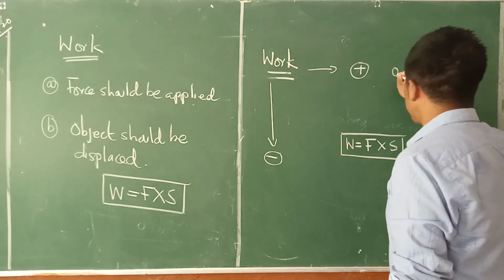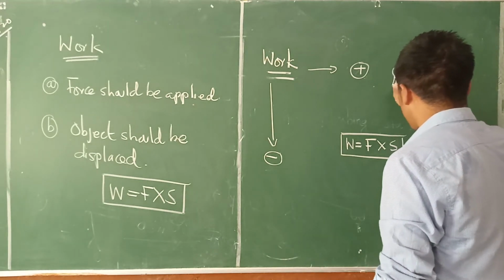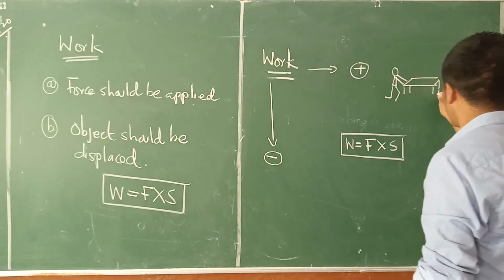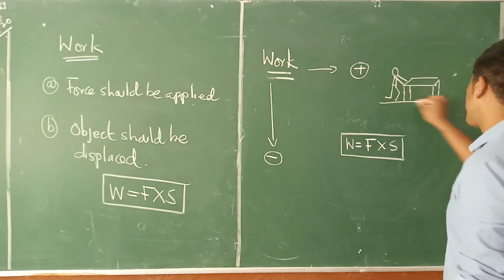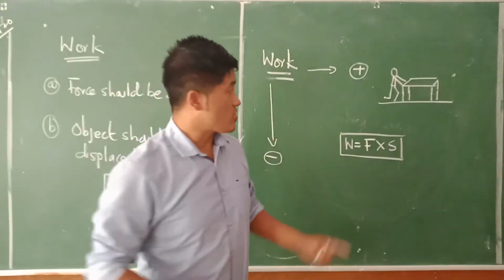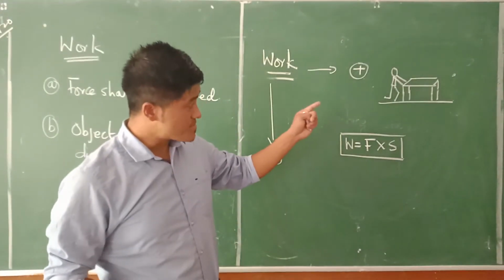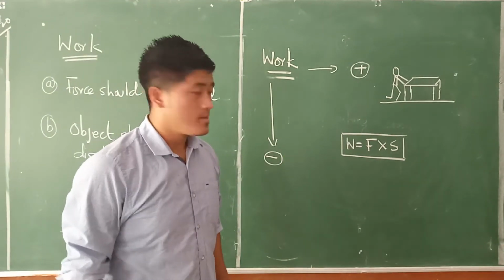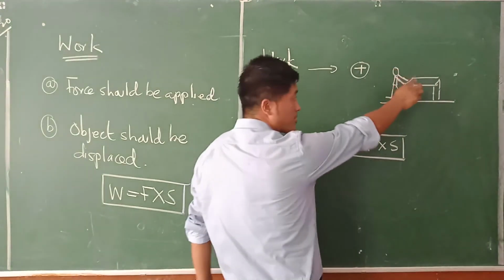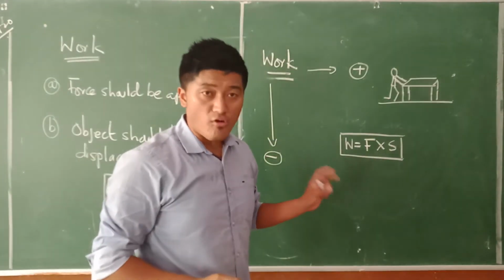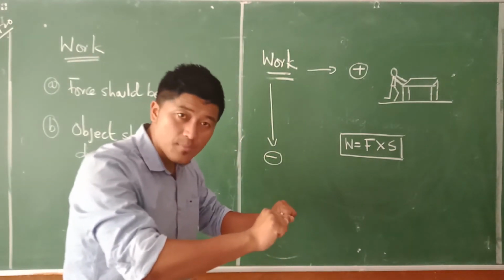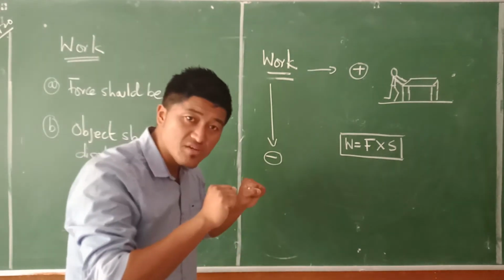Now suppose imagine a person is pushing. Try to have a look at this particular example here. This person is pushing this table, right? Okay. Now, if I say this particular person is pushing this table here, is he applying force? Yes. A person is pushing a table. Is he applying force? Yes. He is applying the force in which direction?